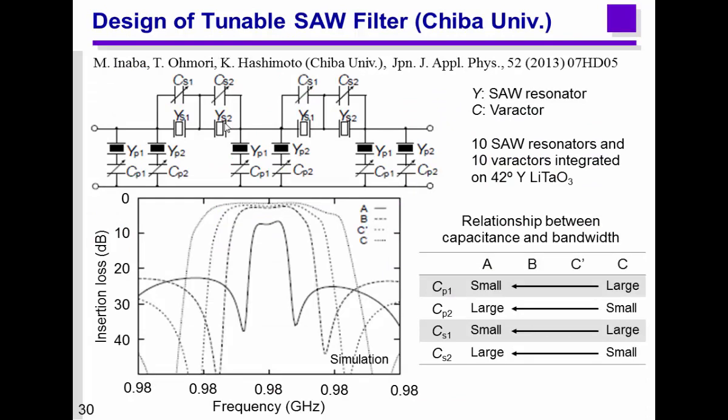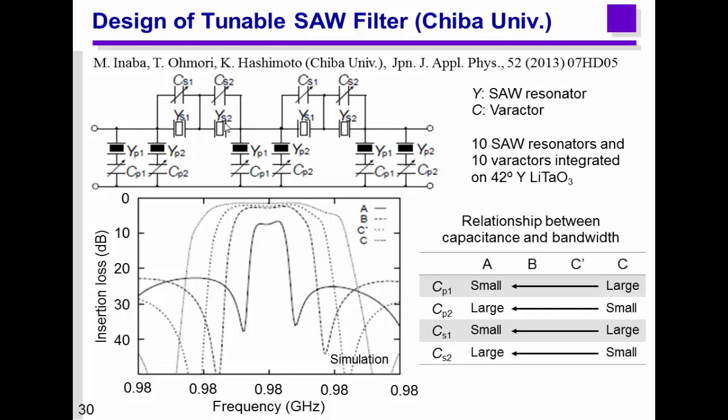The configuration is like this. This is a ladder filter, but to each surface acoustic resonator, there is a varactor. If we change the capacitance of the varactor, we can tune the passband. In this case, the passband width was tuned by changing the capacitance. This was actually designed by Professor Hashimoto in Chiba University.